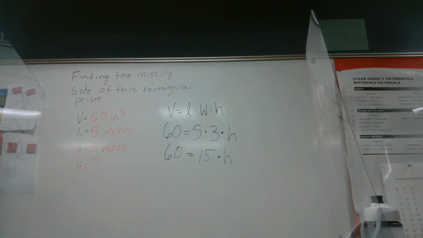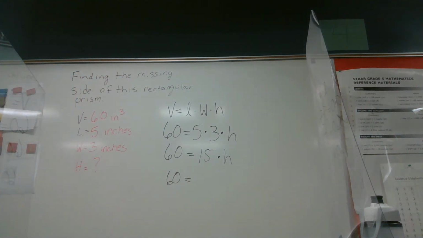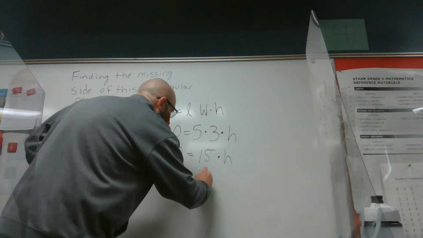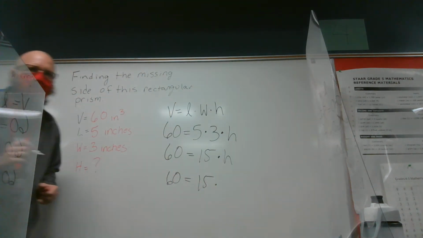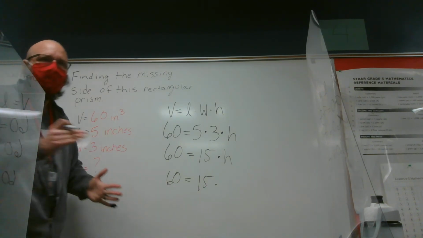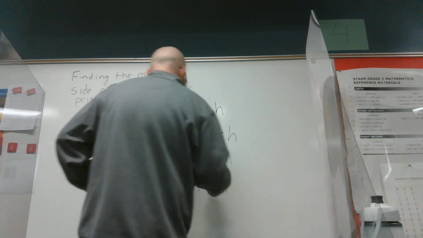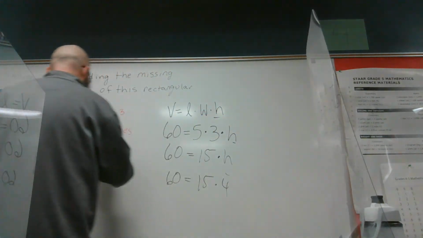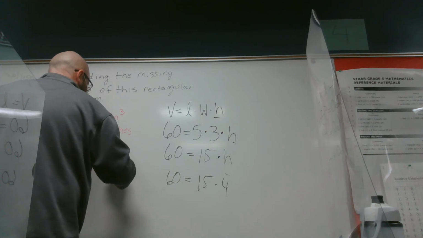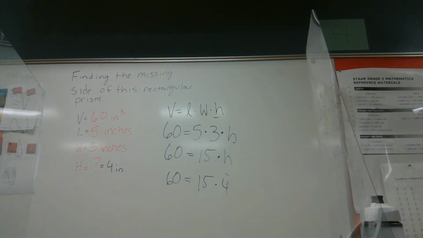And so I know that 60 equals 15 times what? The height is 15 times what? Amara? 15 times what equals 3? No. What? 15 times 4. So that tells us our height equals 4 inches. Our height equals 4 inches.